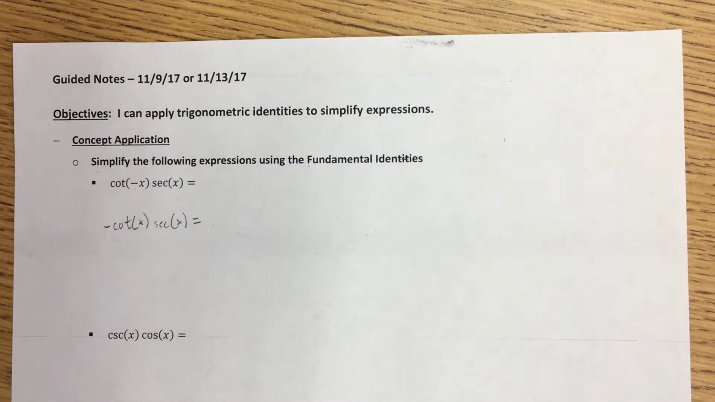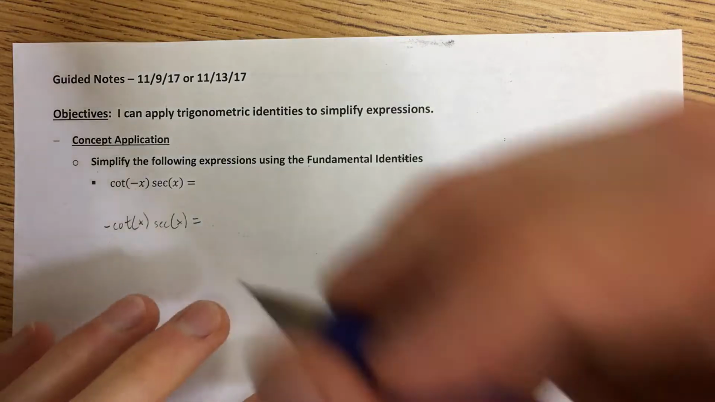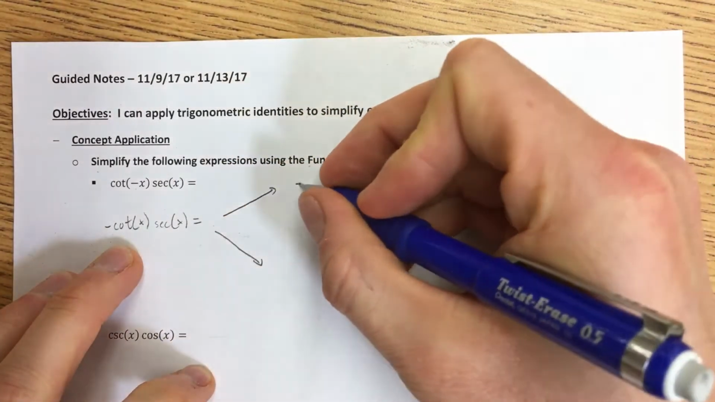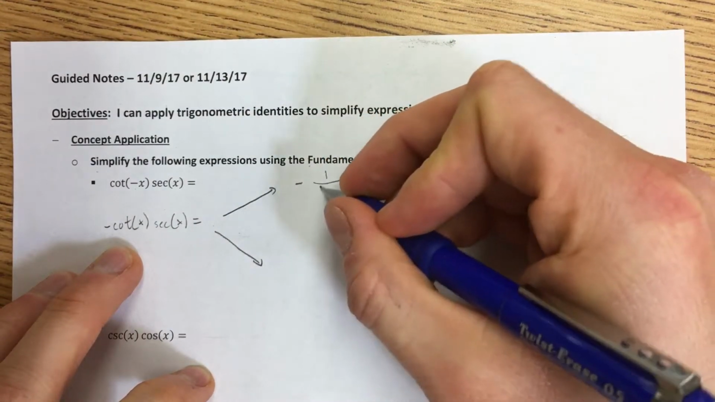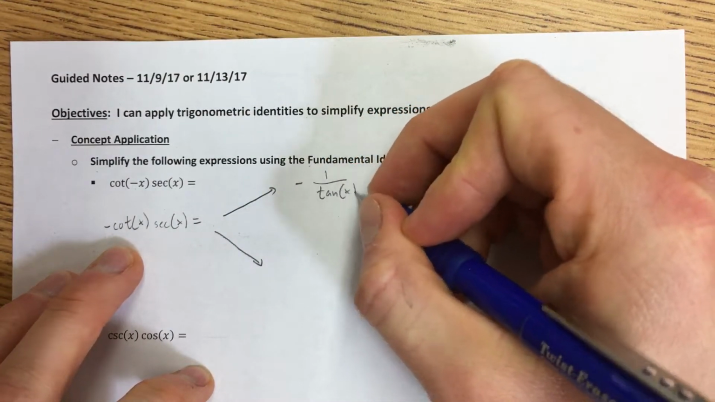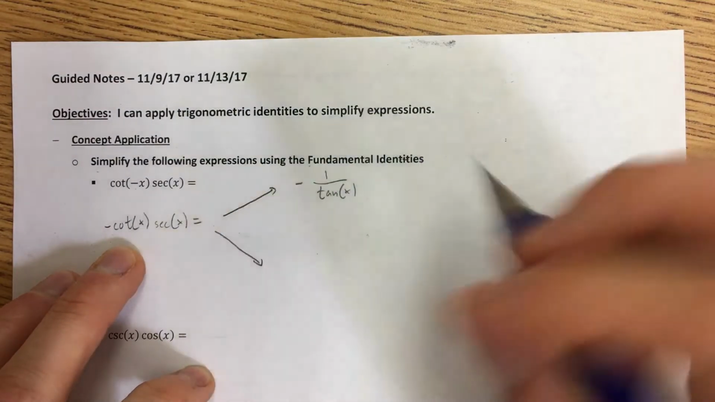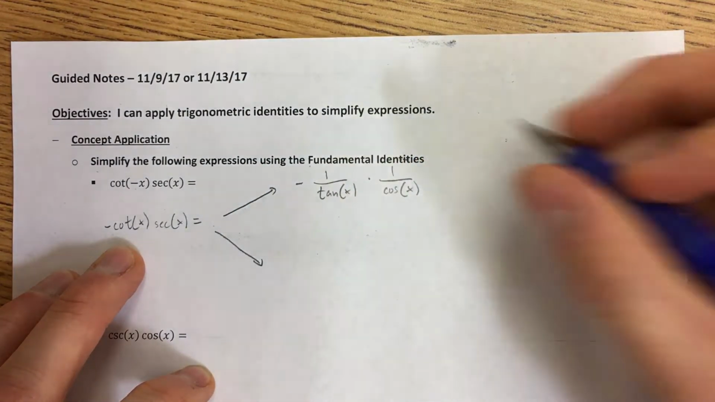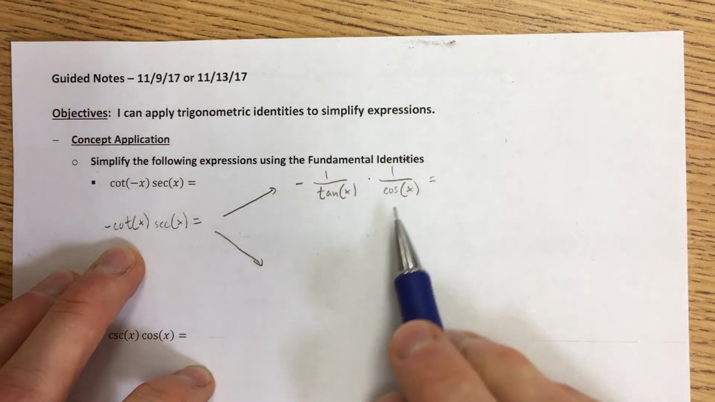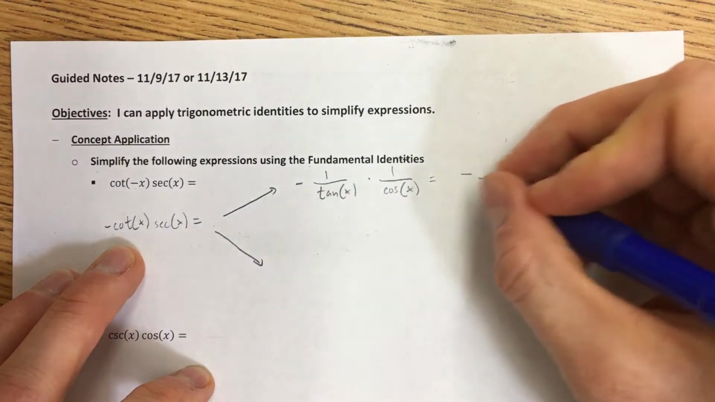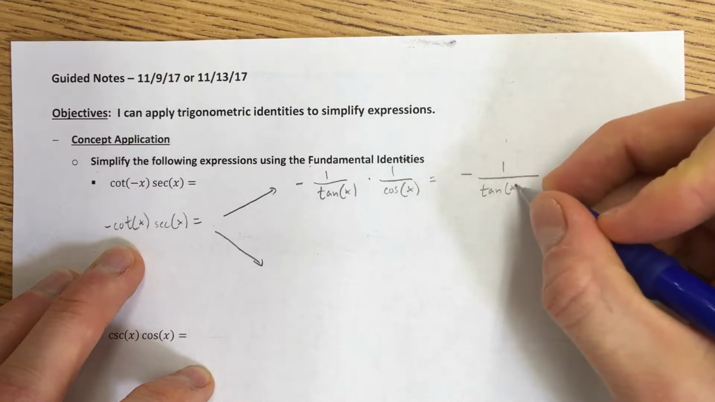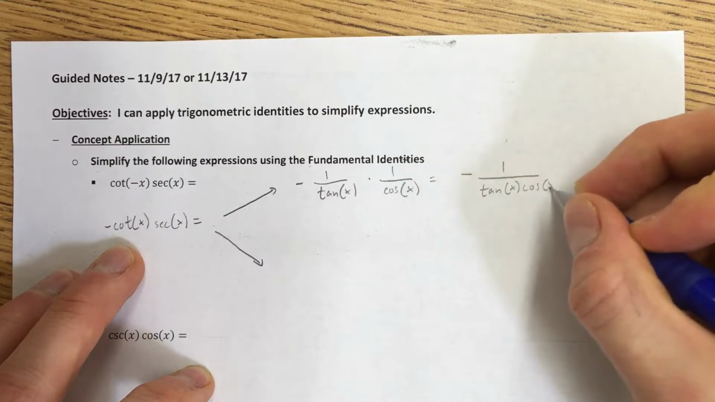Now, there's probably a lot of different roads we can go on, but some people said two main roads that we went on. One is let's change cotangent into 1 over tangent using the reciprocal identities, and let's turn secant into 1 over cosine using the reciprocal identities as well. We can multiply these two fractions. If I multiply straight across, we would get negative 1 over tangent x cosine x.